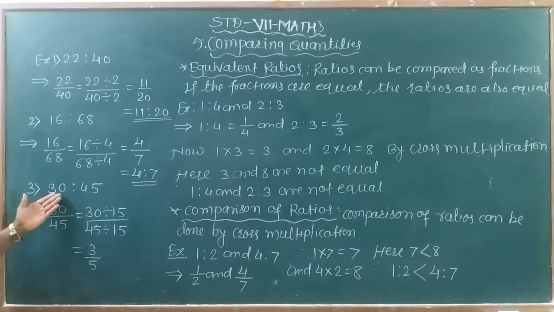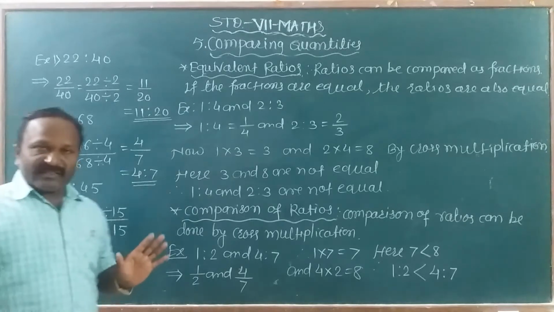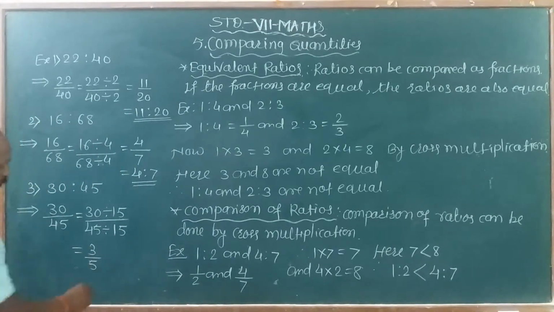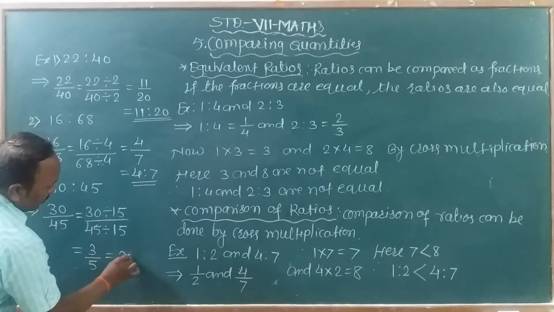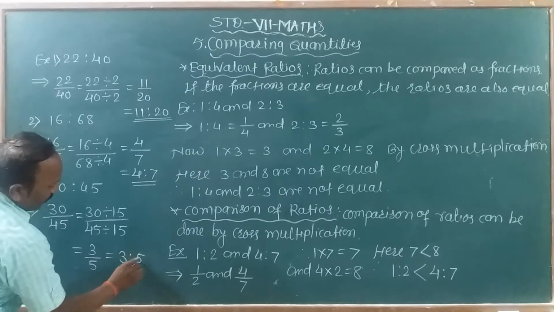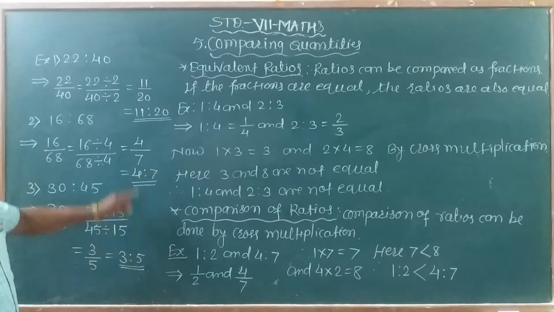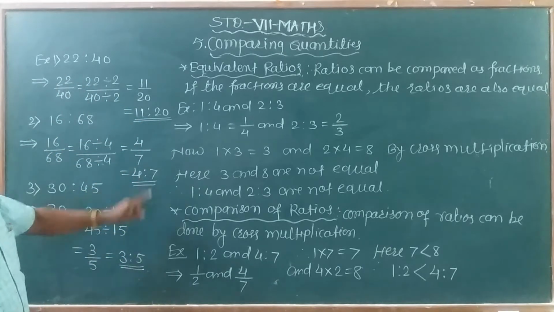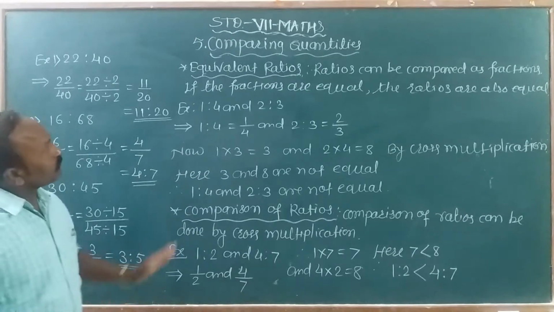And in the third problem also 30 is to 45. 30 upon 45, that is 30 and 45, both these numbers divisible by 15. So divide these numbers by 15, you will get 2 upon 3, and again this can be written as 2 is to 3. So all these are the simplest form or lowest form of the ratio. 11 is to 20, 4 is to 17, 2 is to 3.